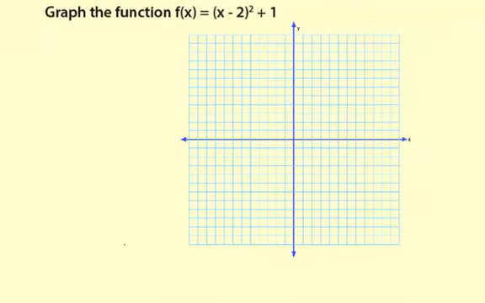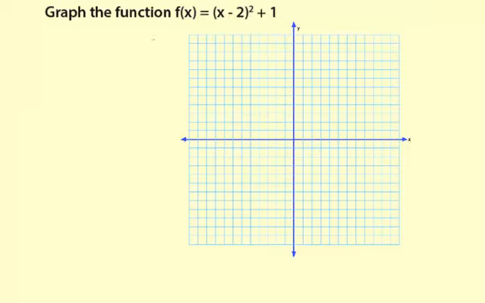Graph the function f of x equals (x minus 2) quantity squared plus 1. Okay, so this is a quadratic function, and we know this because we have an x squared. And then we need to figure out the transformation. It is in vertex form.